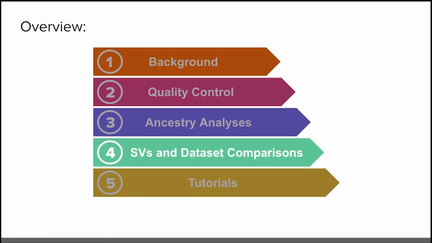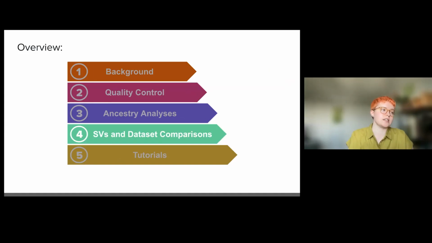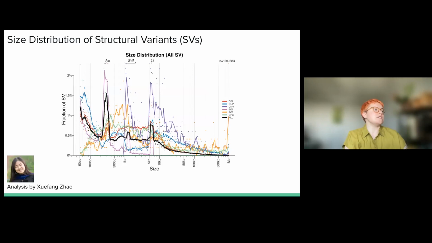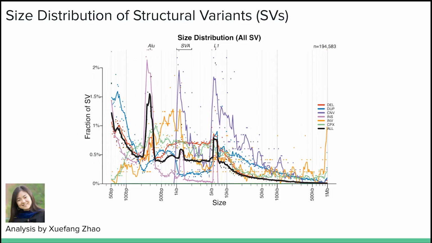So now moving on to the bit about structural variants and some data set comparisons we conducted. So this here is a graph showing the size distribution of structural variants. Previous structural variant calls in the 1000 genomes data set were already generated before we created our resource. So this figure here is showing only the SV calling done on the HGDP data set.